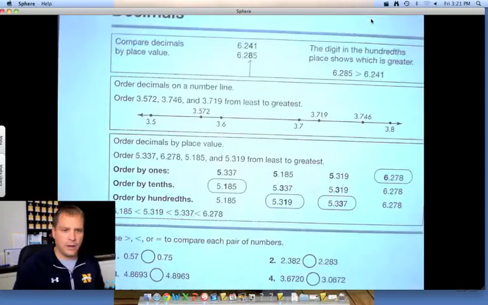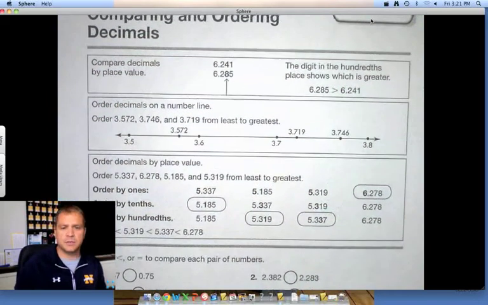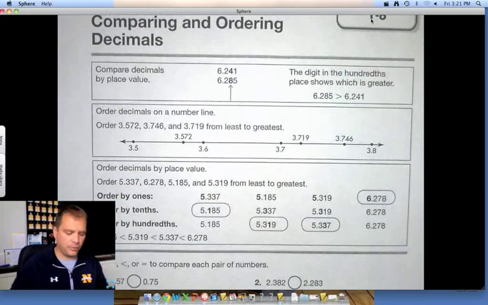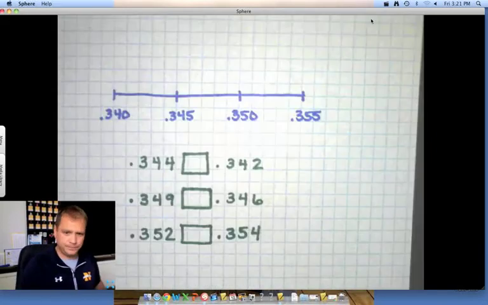Next, I'm going to real briefly share with you how to order decimals on a number line. When you see a number line such as this, it begins with 3.5 and it is increasing by 1/10. So 3.5, then 3.6, 3.7, 3.8. And you can see that 3.572, even though it has a digit in the thousandths column, it is still smaller than 3.6. Let me show you an example of a number line.